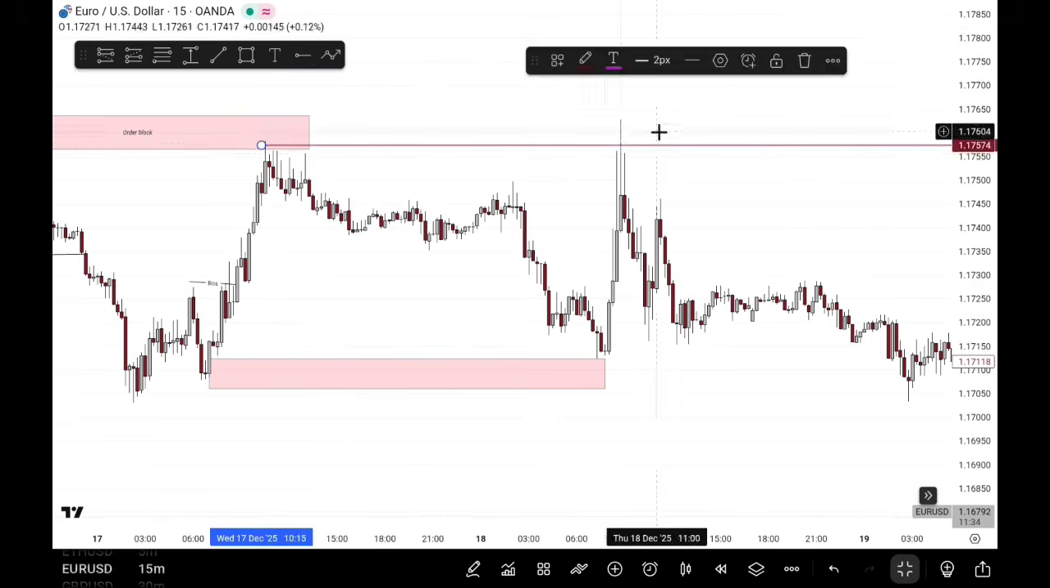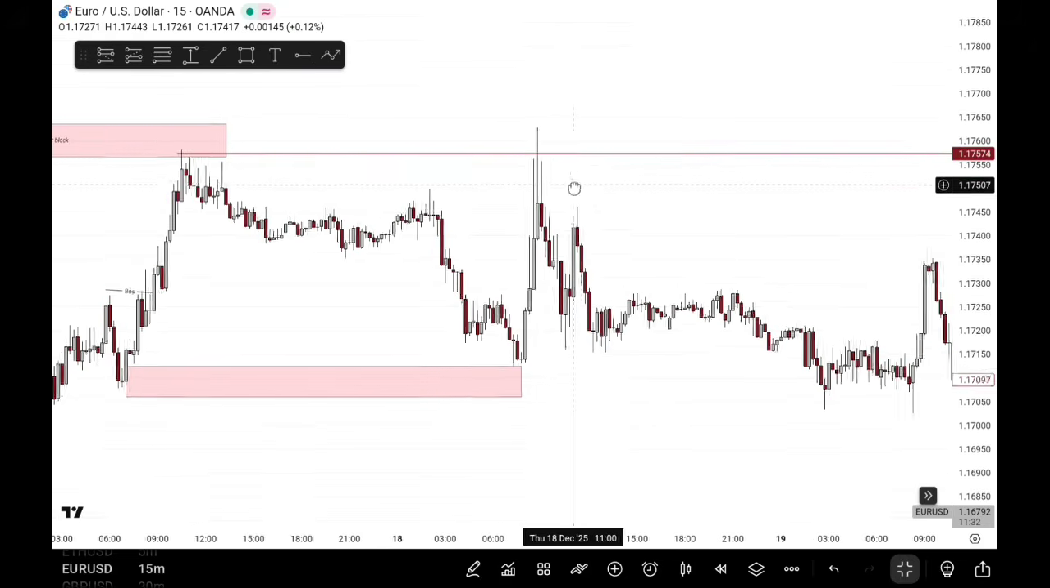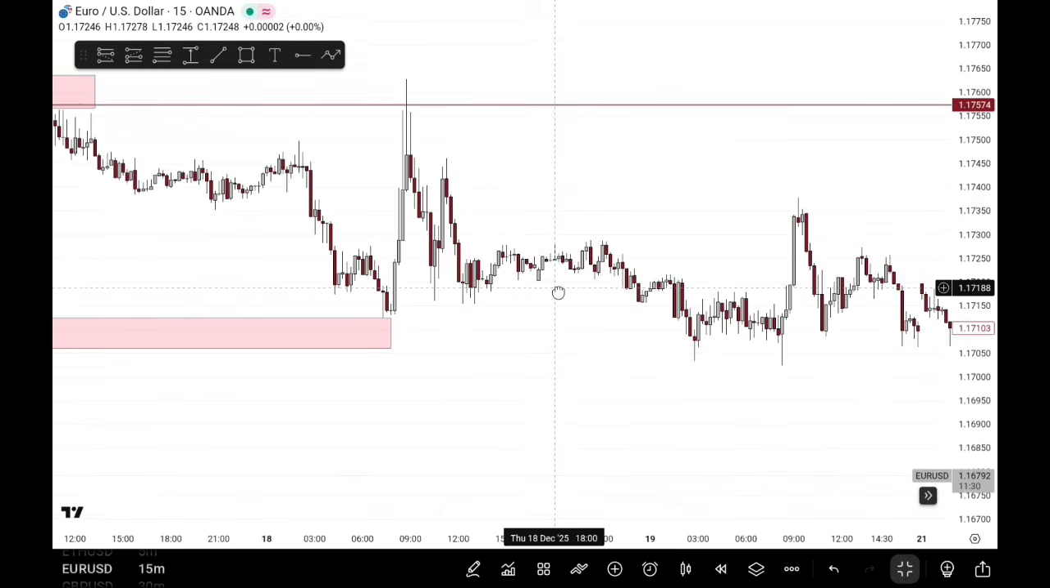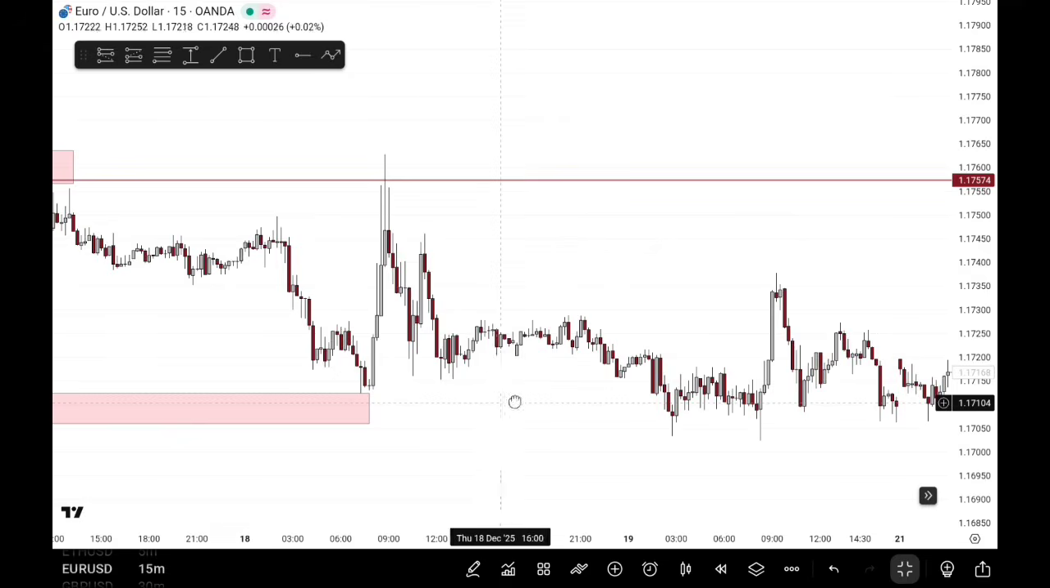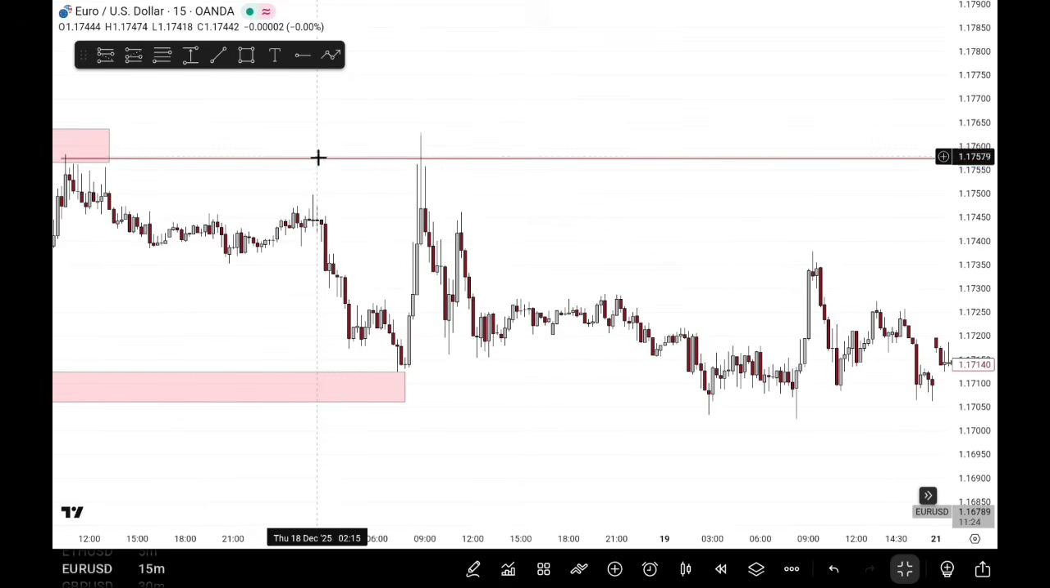All right, so price cleared out liquidity from here, before you know, we have a big price run to the downside. Now I want you to see something. What did price do after price cleared out liquidity?